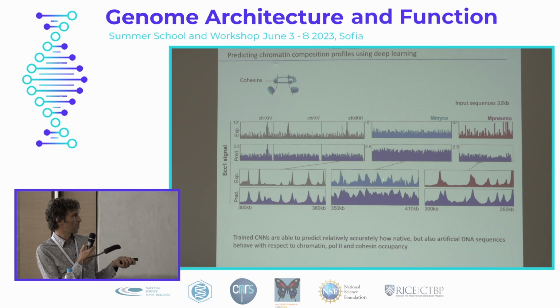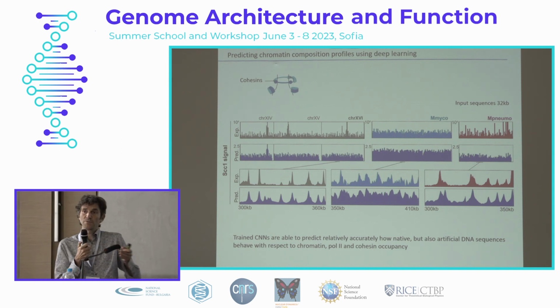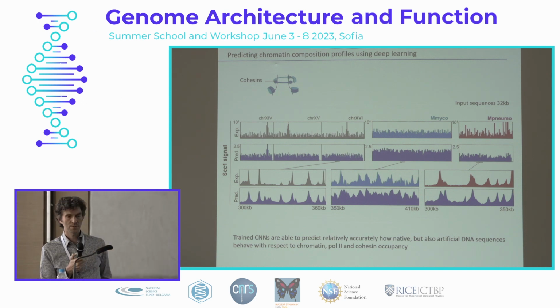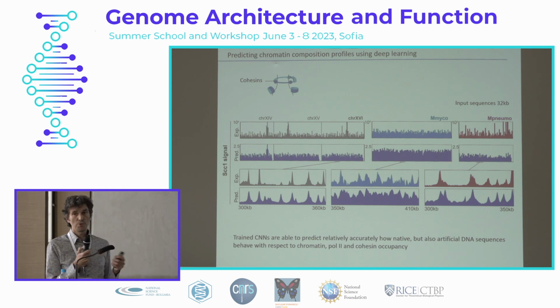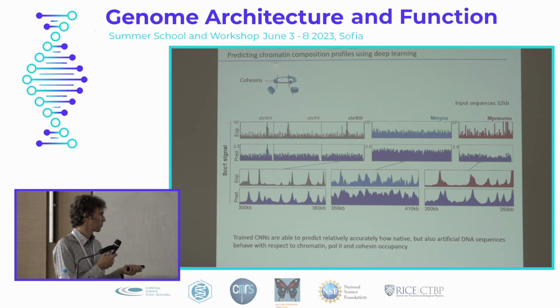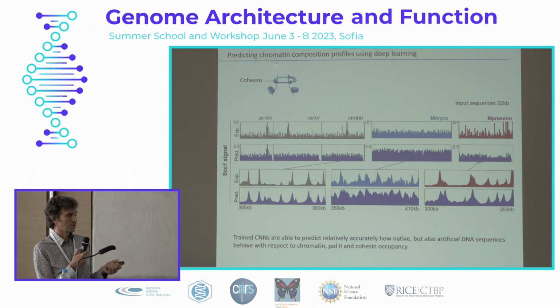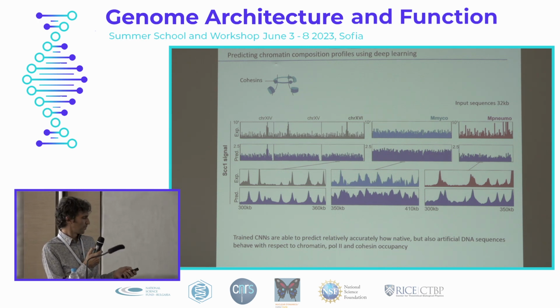So you can see here on the Mycoides, you can see the enrichment I was talking about. These are the experimental data, and these are the predictions. On the pneumoniae, you can see also that there are nicely well-defined peaks of cohesin deposition along this bacterial sequence. So overall, the trained neural networks are able to predict relatively accurately how native, but also artificial DNA sequences will chromatinize, including MNase-seq, Pol II and cohesin deposition data of given DNA sequences.